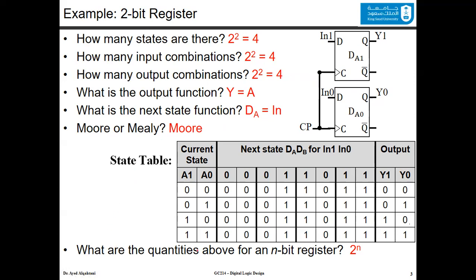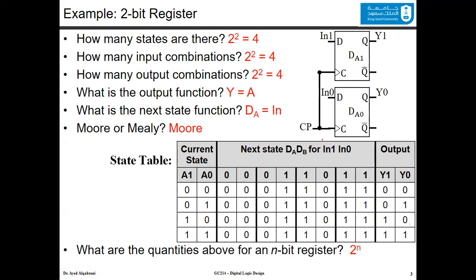Now, you see the quantities that we see above, most of them are 2 to the power of 2, and so on. So if you have a 2-bit register, then you have 2 to the power of 2. If you have an n-bit register, then it's going to be 2 to the power of n. With 2 bits, you have 2 flip-flops. If there are n bits, then you have n different flip-flops.